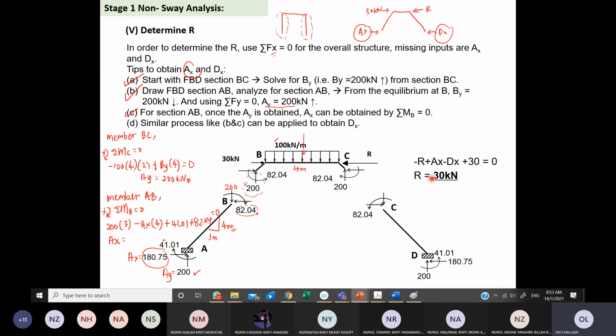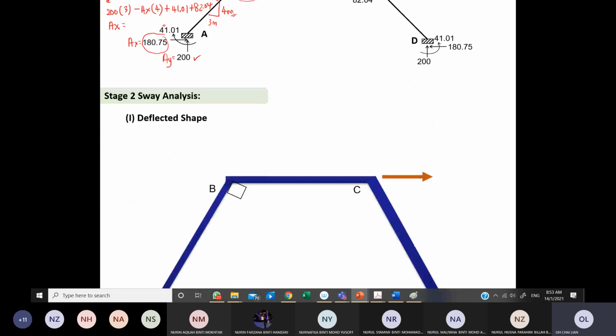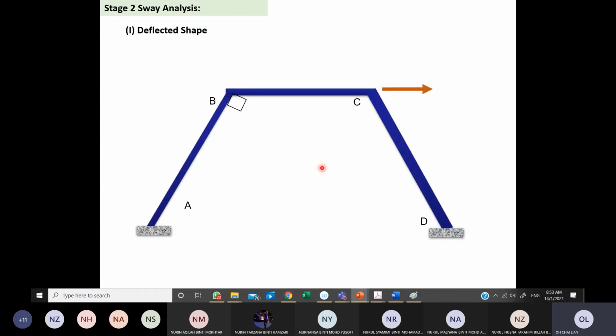You get a positive result here, which means that the R direction you assumed is correct. So it means that the frame is going to sway towards your right. Then we can move to stage 2 analysis. Let's move to stage number 2. We no need to determine the DF anymore because the DF from stage 1 can be applied here. Then we can directly go to determine the fixed end moment.